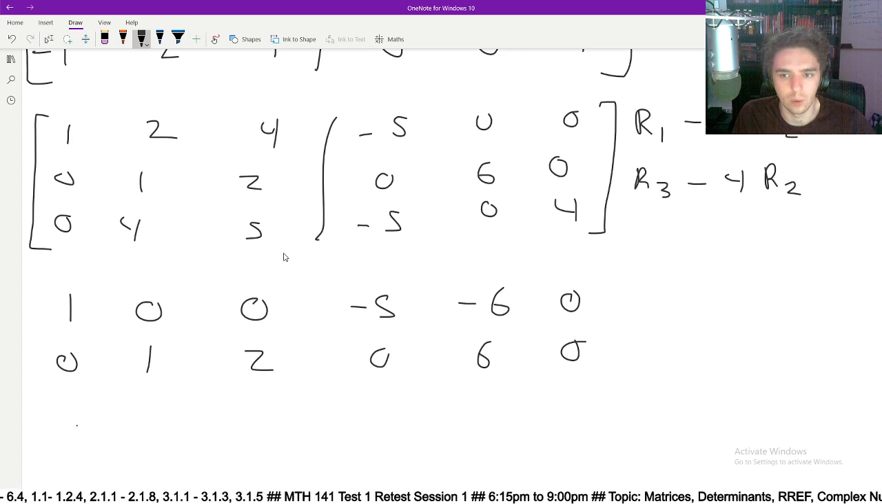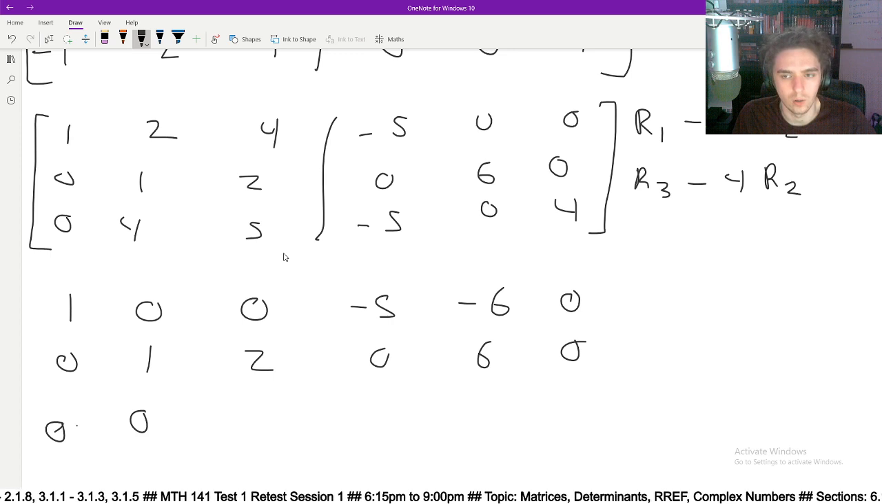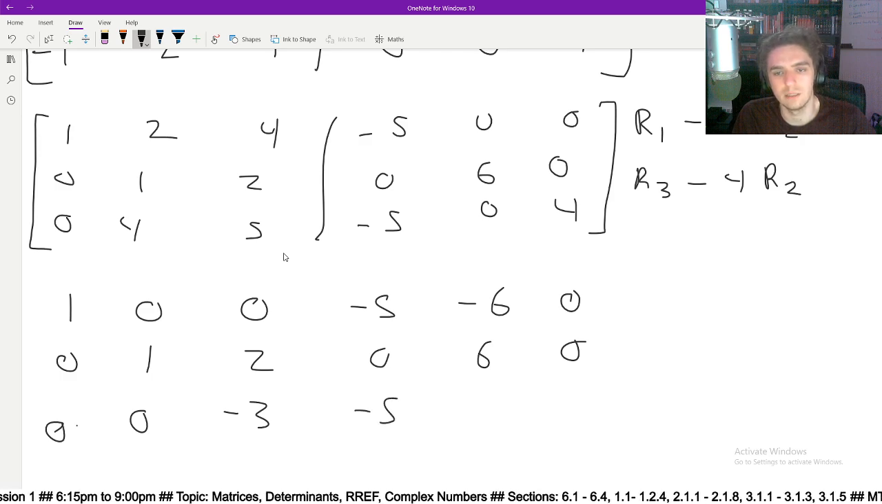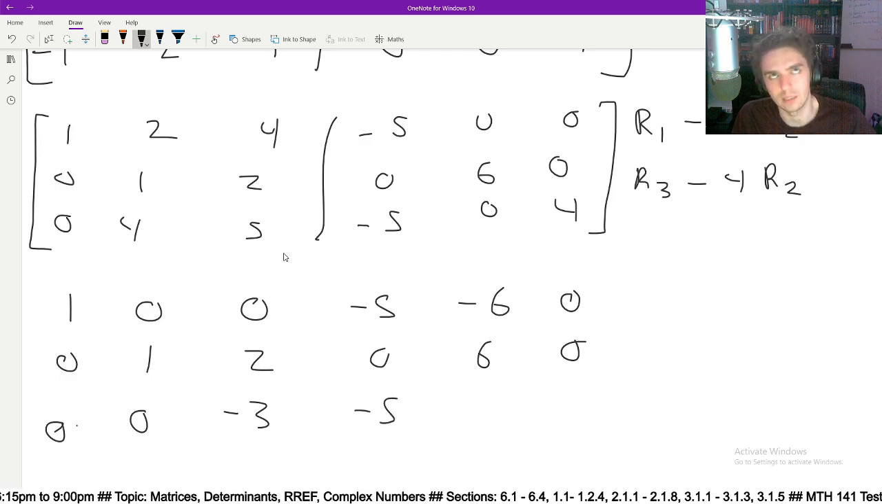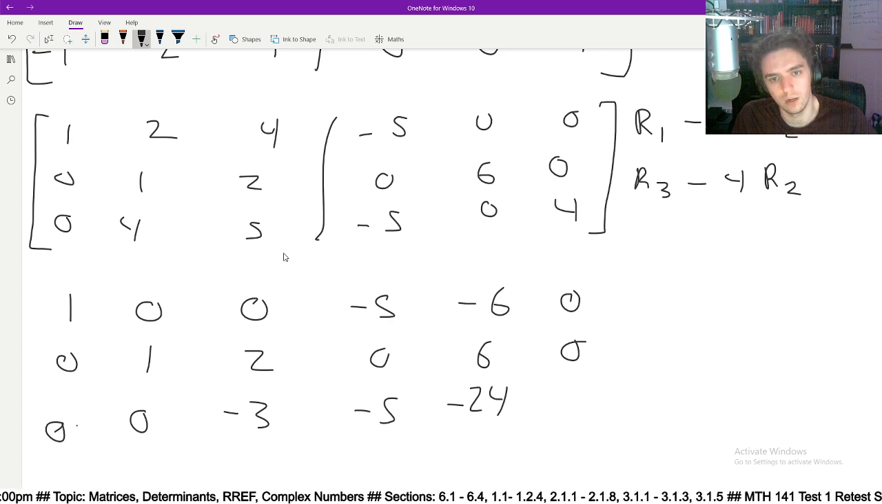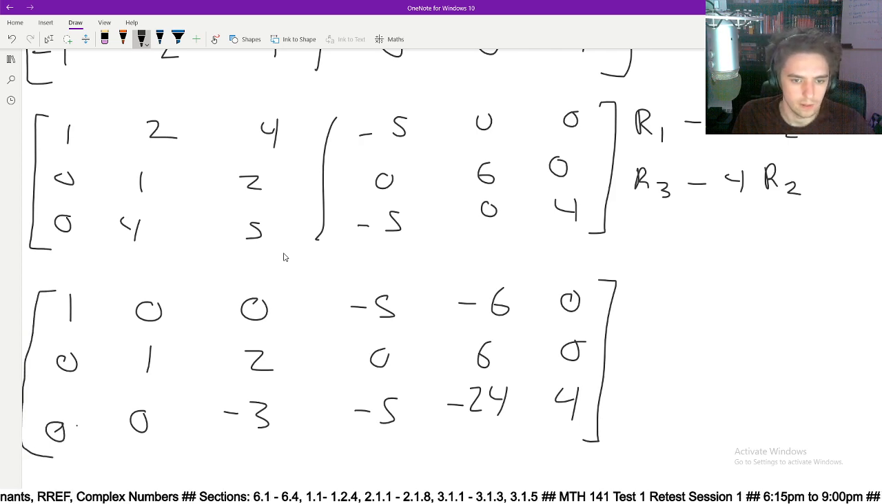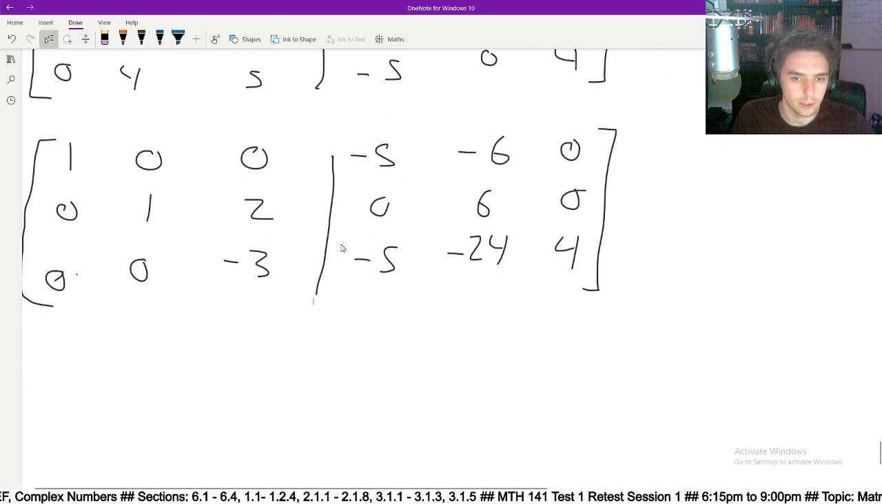And then now row 3 minus 4 times row 2. So 0, 0. Sorry, row 3 minus 4 times row 2. So 5 minus 4. Nope, 5 minus 8 is negative 3. Negative 5 minus 0 is negative 5. 0 minus 4 times 6. So minus 4 times 6 is minus 24. Yeah. And then row 3 minus 0 is just row 4 there. There you go. I don't really have a choice. I have to start introducing fractions.